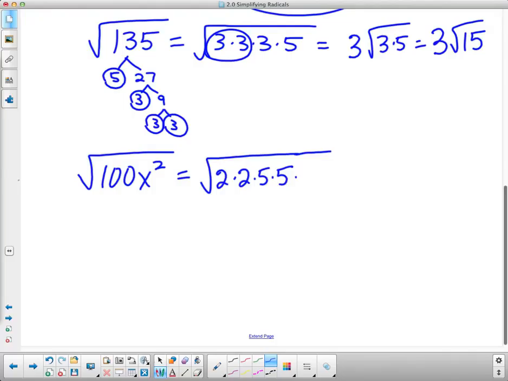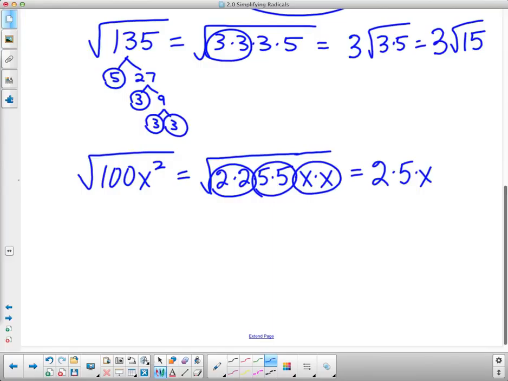Now how do I factor x squared? X squared means what? X times x. Not x times 2, but x times x. So pairing up, there's a pair of 2's that will be able to go outside of the square root. There's a pair of 5's. There's a pair of x's. So what's that go outside as? X. There's nothing left under the square root.